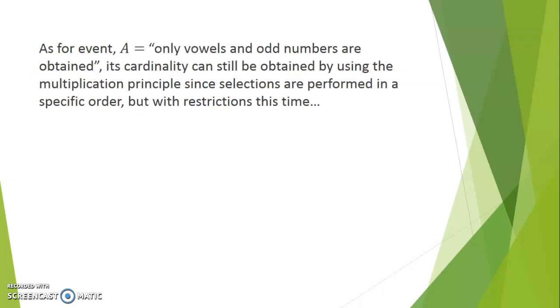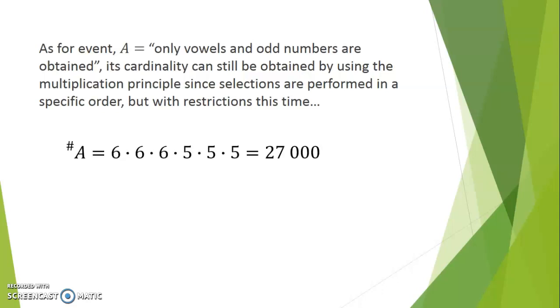If we consider the event A, where only vowels and odd numbers are obtained, then its cardinality can still be obtained by using the multiplication principle, since selections are once again performed in a specific order, or at least the letters and numbers must be placed in a specific order. This time we have some restrictions because we will assume there are 6 vowels, A, E, I, O, U, and we'll include Y just for the sake of argument. And there are only 5 odd numbers, 1, 3, 5, 7, 9.